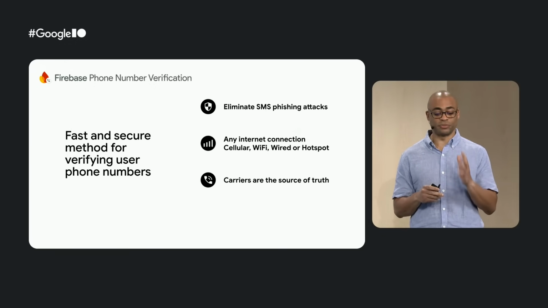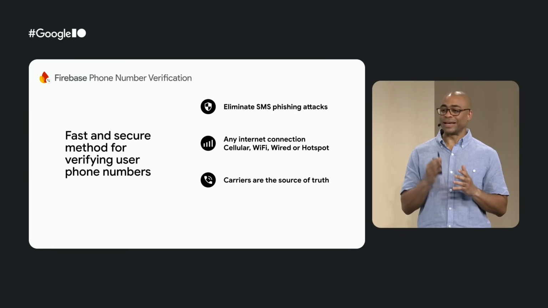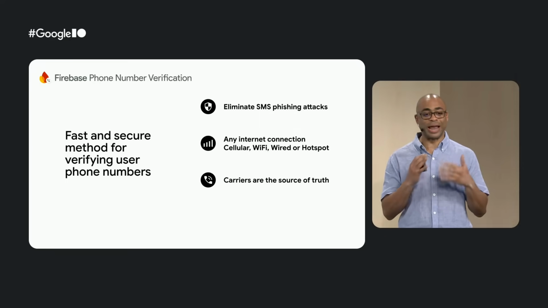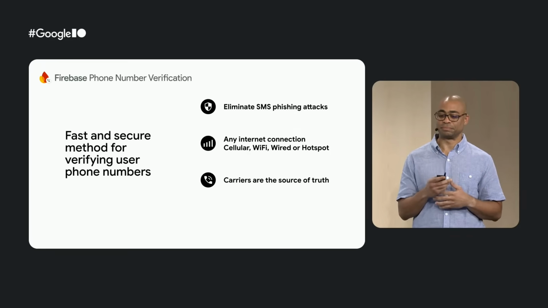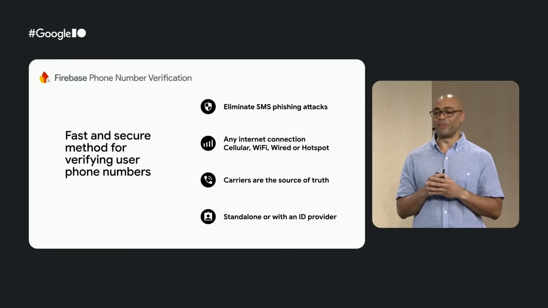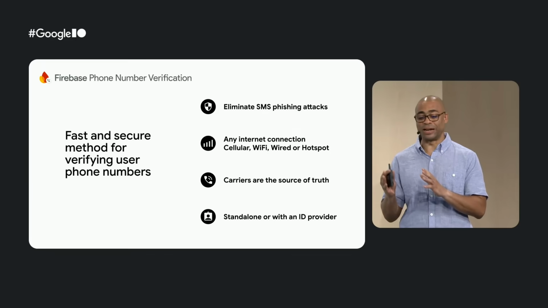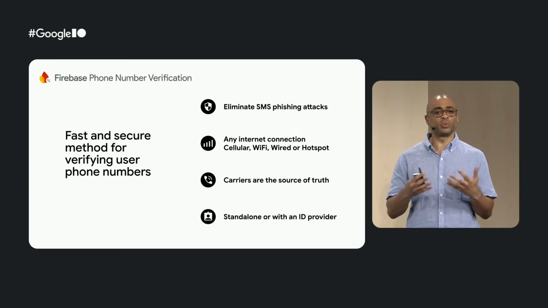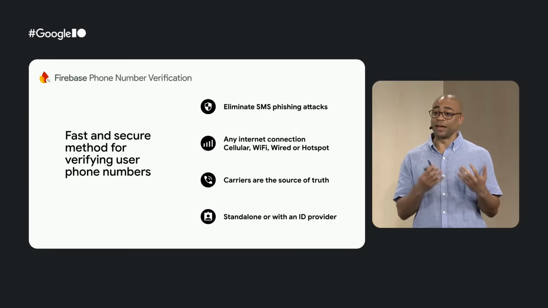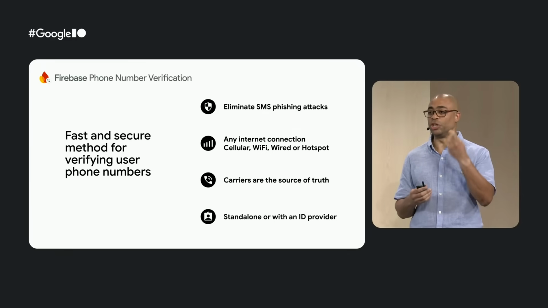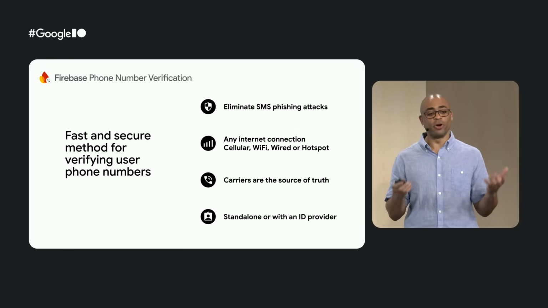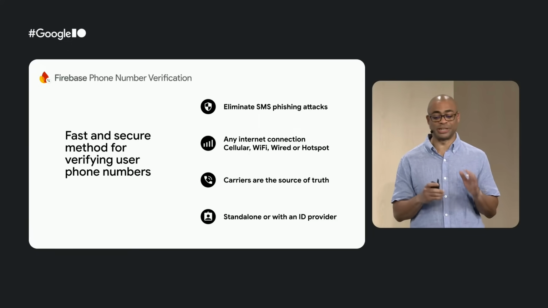Carriers are the source of truth. So your app can get the phone number directly from the carrier. You don't have to depend on anybody typing it in. And phone number verification can be used standalone or with an ID provider. Sometimes you just want a valid phone number, and other times you want the user to actually use that phone number to create an account and sign in. Phone number verification supports both scenarios.